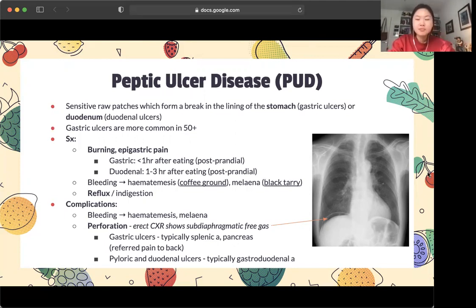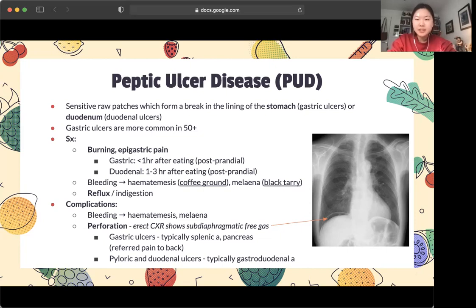Your symptoms, it's basically just going to be that buzzword presentation, a really burning epigastric pain. For gastric, it's going to be less than an hour after eating. For duodenal, it's going to be 1 to 3 hours after eating. And that just is about where the food has moved to at that point in time. They can have bleeding, so that will lead to hematemesis or melena. Hematemesis often described as coffee ground vomit, and melena is that black tarry stool. They can also get reflux and symptoms of indigestion.